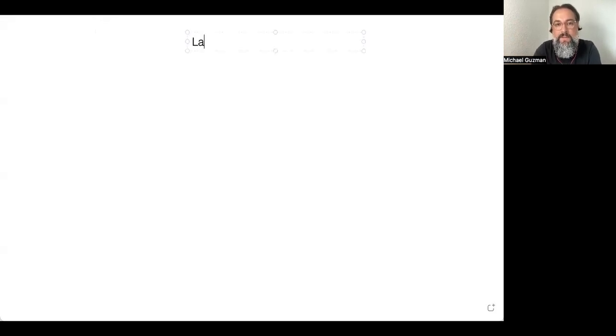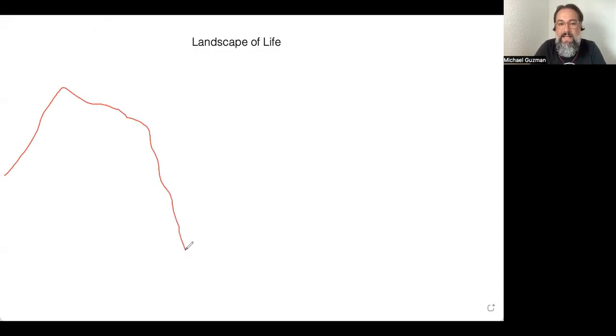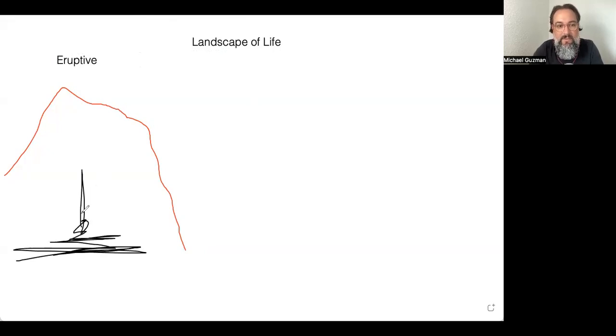So this tool is called the landscape of life, and it really shows us these 4 different ways that God, who loves to encounter us, to be known, shows up in our lives. The first one would be this mountaintop landscape that I have here, somewhat poorly drawn. These types of moments are eruptive moments. They're eruptive because inside of this mountain is the presence of God. And so we come into contact with the presence of God in these eruptive moments.